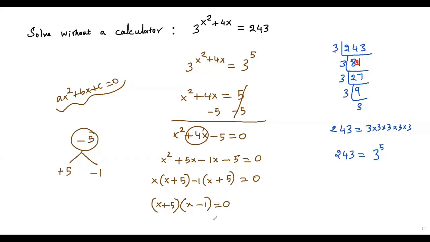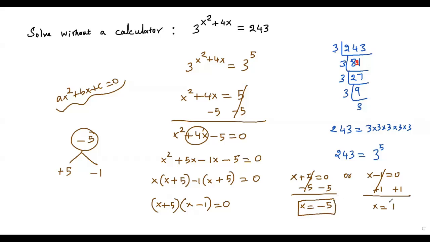equals 0. So here, the product of the two binomials x + 5 and x - 1 equals 0. So either x + 5 equals 0 or x - 1 equals 0. To solve for x, I have to subtract 5 from both sides. Then +5 and -5 cancel out. I get x equals -5. And here I am adding 1 to both sides to solve for x. I'm getting x is equal to +1. So I get two values for x: one is -5 and the other is x equals 1.